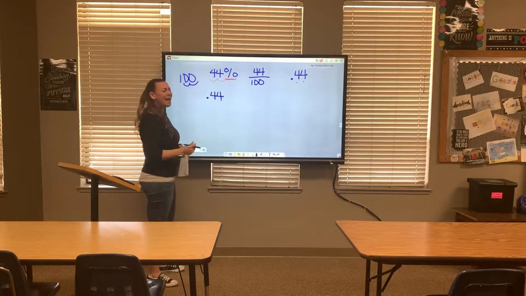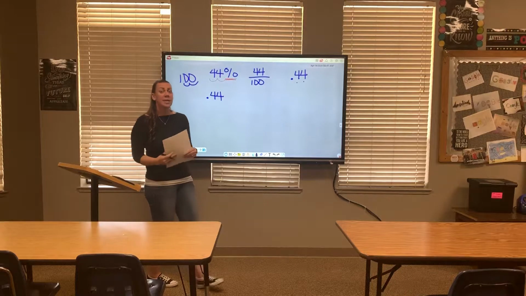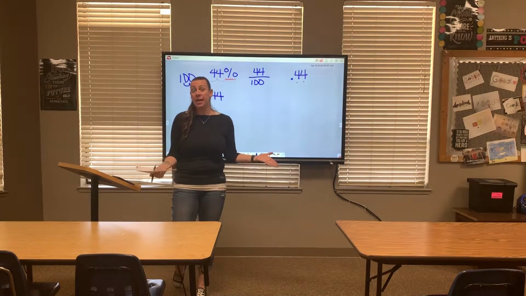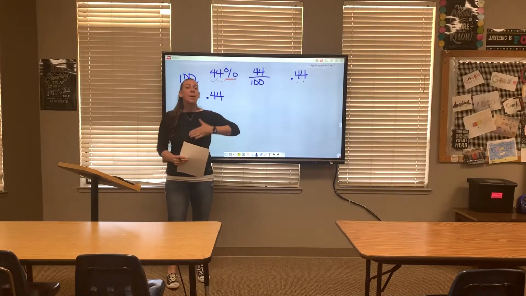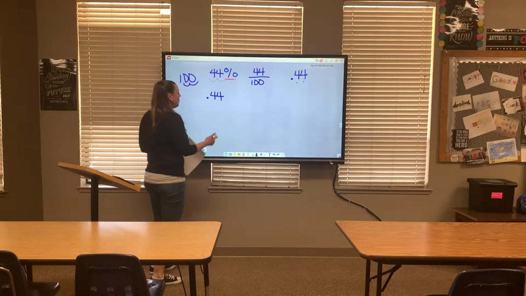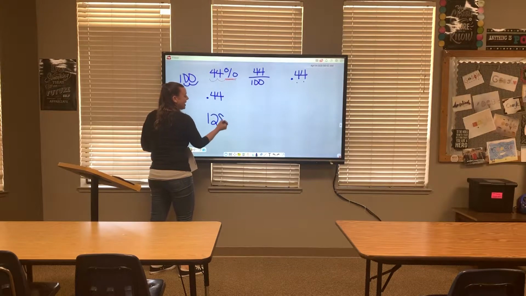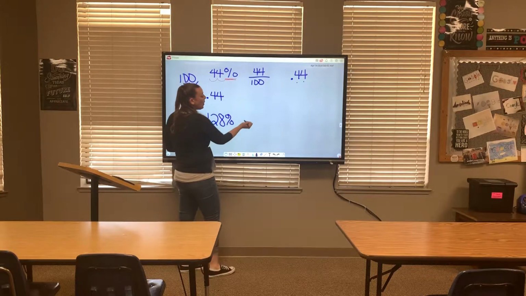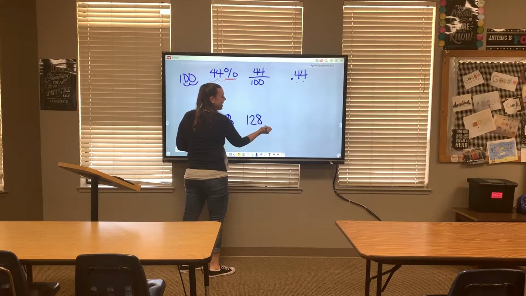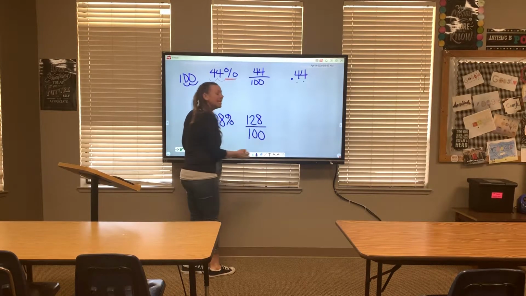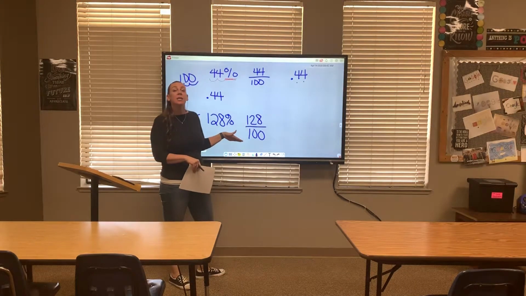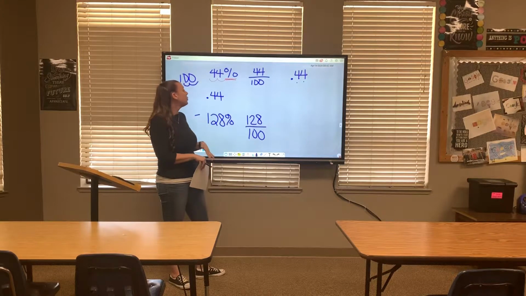Let's try another one. Let's say I have something that's over 100%. If you get a perfect score on your math test, you get 100%. So anything above that is greater than 1. So we have an example here of 128%. So I can write 128. It still means per 100. It doesn't mean per 1,000. We don't want to add another 0 there. We still leave it as 100, per 100.